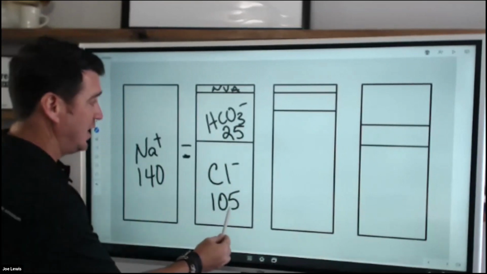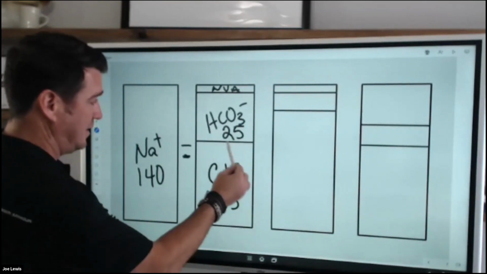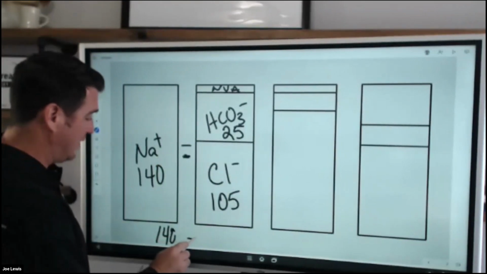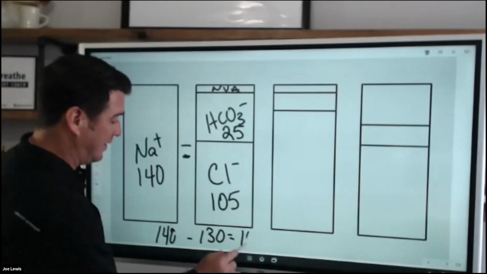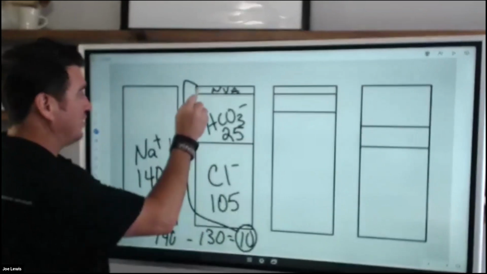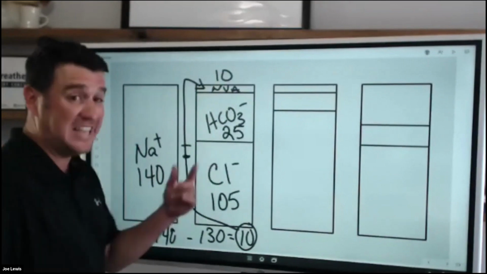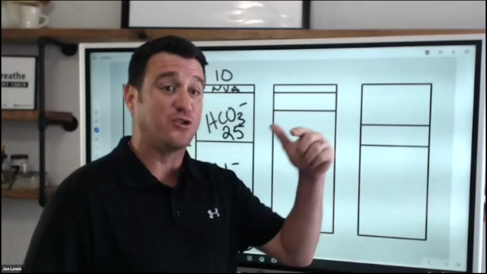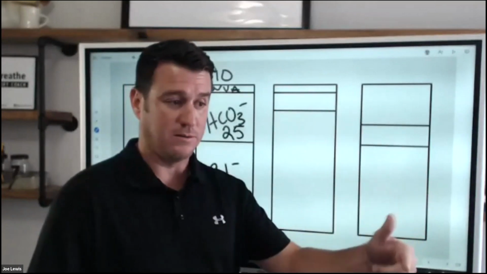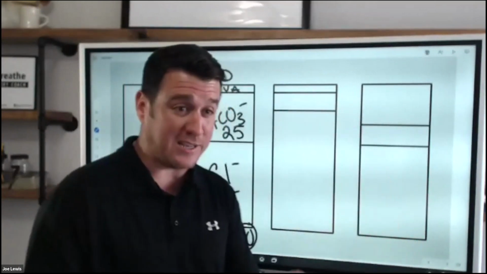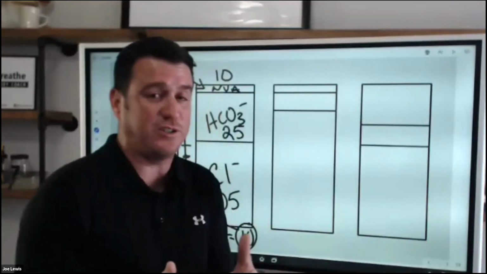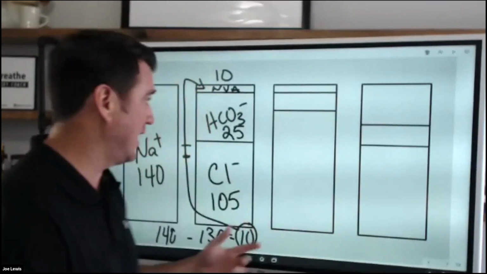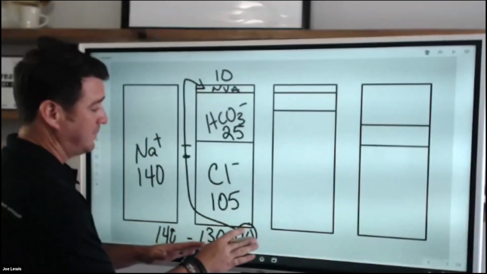Well, 105 plus 25 is 130. When we subtract that from 140, we get 140 minus 130. That belongs here in this box. That's an anion gap of 10. Now, Egan says that your critical anion gap level is greater than 14. Okay, so greater than 14. Other texts, slightly different. Anytime you see an anion gap in the teens or in the high teens, it's elevated. Okay, and we're going to make this make sense here real quick.